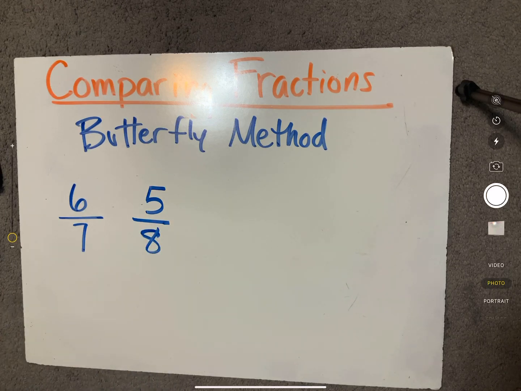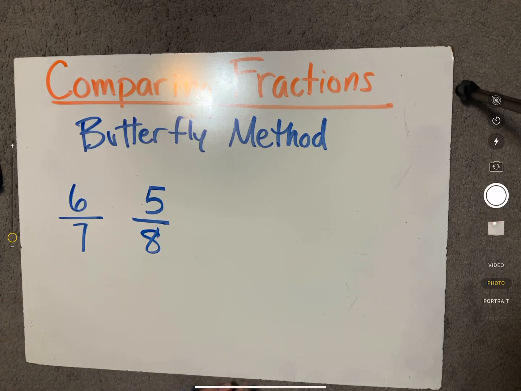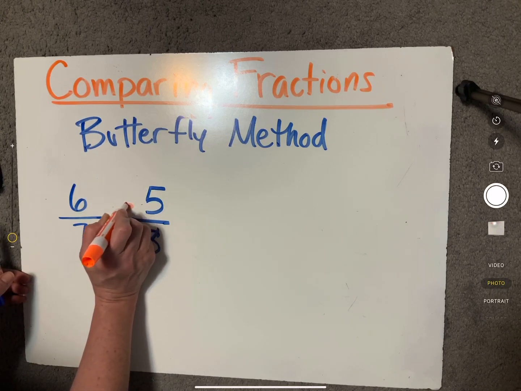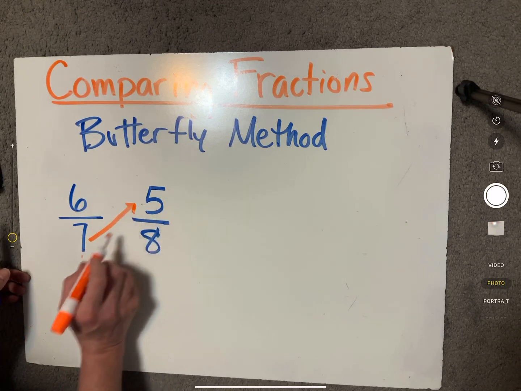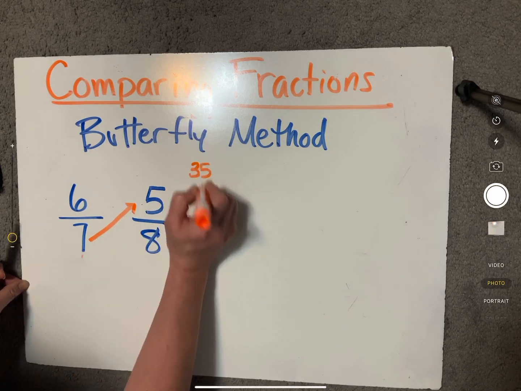Okay, so again, my numerators are different, my denominators are different. These are actually both more than 1/2. So I could make equivalent fractions, or I could do the butterfly method. For the butterfly method, you're going to multiply the 7 times the 5. You're going to go bottom up. So 7 times 5 is 35.